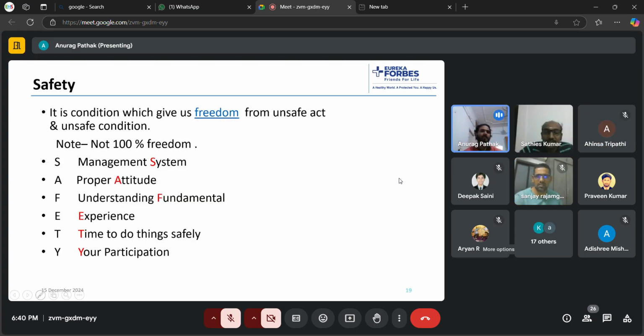Okay, so this is the definition of safety. Safety is nothing but a simple condition which gives us freedom from unsafe acts and unsafe conditions. Agreed? Note, not 100% freedom. I have written this line because it is not 100% freedom. We have issued the work permit system. We gave a work permit to work at a height above 1.8 meter or 1.5 meter. We maintained the work permit system there, and there is scaffolding, and the workers are working from the ground itself more than 10 meters at height.